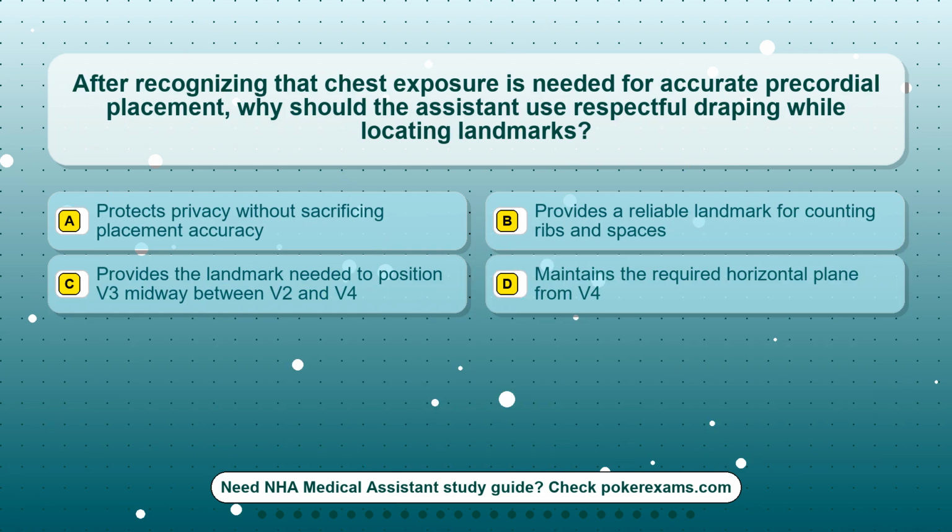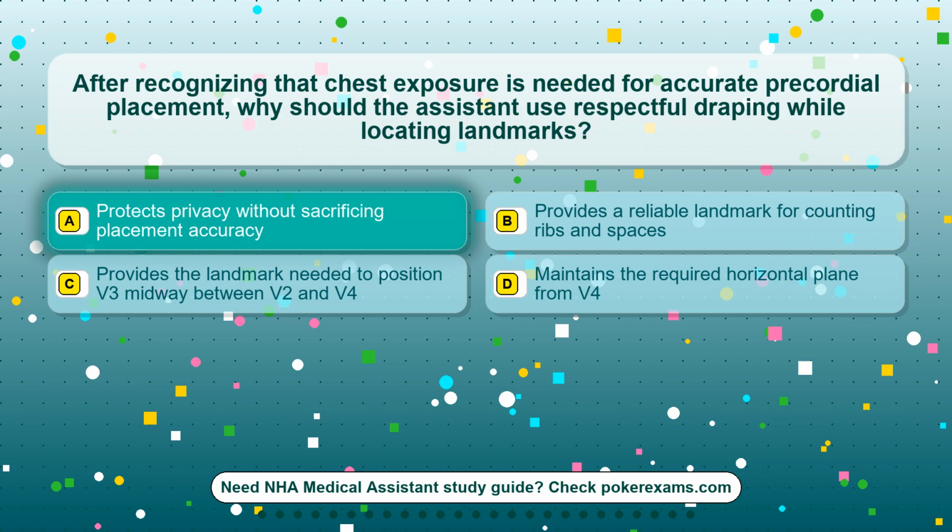Question 18. After recognizing that chest exposure is needed for accurate precordial placement, why should the assistant use respectful draping while locating landmarks? Option A. Protects privacy without sacrificing placement accuracy. Option B. Provides a reliable landmark for counting ribs and spaces. Option C. Provides the landmark needed to position V3 midway between V2 and V4. Option D. Maintains the required horizontal plane from V4.